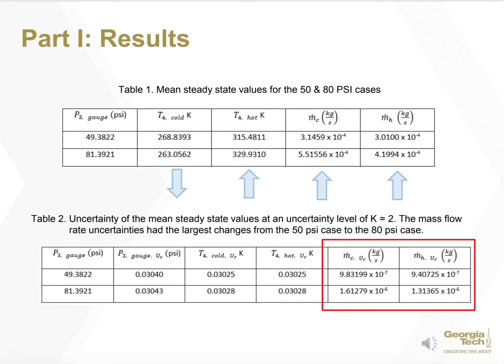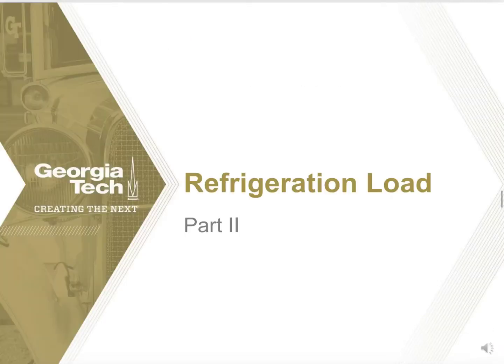Also, the uncertainties didn't change much from the 50 psi case to the 80 psi case, although it should be noted that the mass flow rates exhibited the largest changes in uncertainty of the shown parameters. Thank you, Matt. Now we'll be introducing procedure and results for the analysis specific to the refrigeration load.